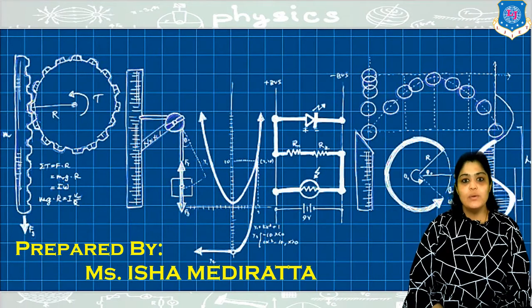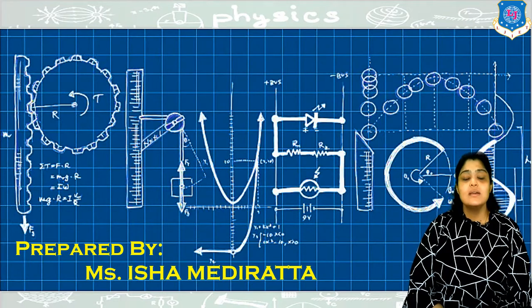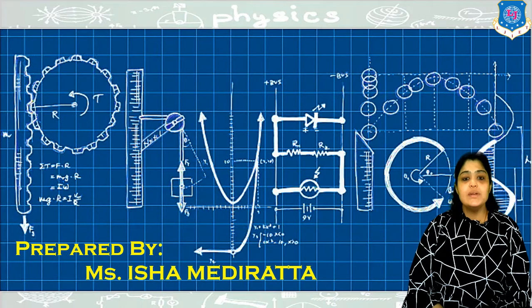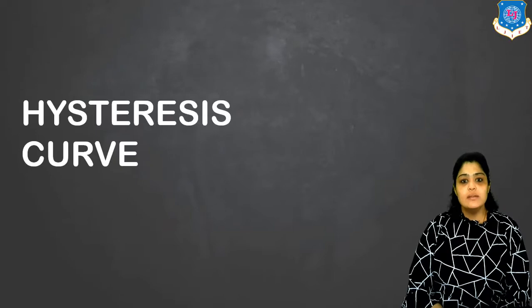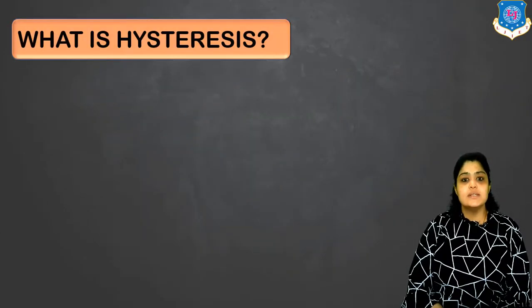In today's video, we are going to discuss the hysteresis curve, what hysteresis loss is, and we are also going to discuss hard and soft magnetic materials. This is a classification of magnetic materials which is dependent upon the hysteresis curve. So let's start with the hysteresis curve first.